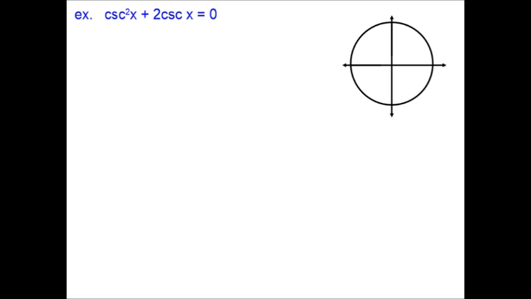Okay, let's take another one of these with the no restriction policy in effect. Alright, so cosecant squared x plus 2 cosecant x equals 0. Okay, well, think back to equations you had that were like u squared plus 2u equals 0. If I had something like this, my first step would be to factor out the u, and that's basically what's happening here. Thinking of cosecant as my u value, if you will.